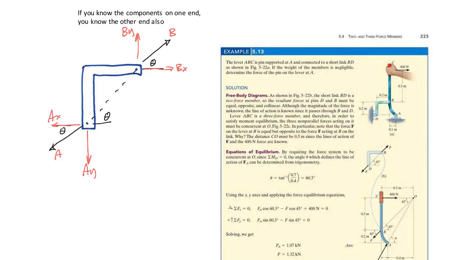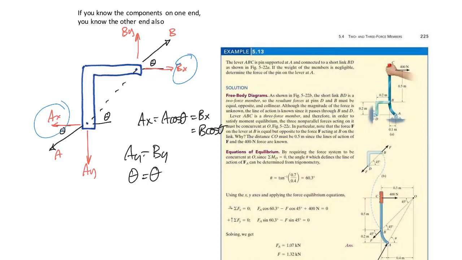And what we can say is that AX is equal to A cos theta, which is also equal to BX, which is equal to B cos theta. We know that AY is equal to BY. And we know that all the thetas are equal to each other. So when you see a two-force member, it's pretty handy to recognize that these are going to be equal to each other and these are going to be equal to each other, and they have the same angle to relate.